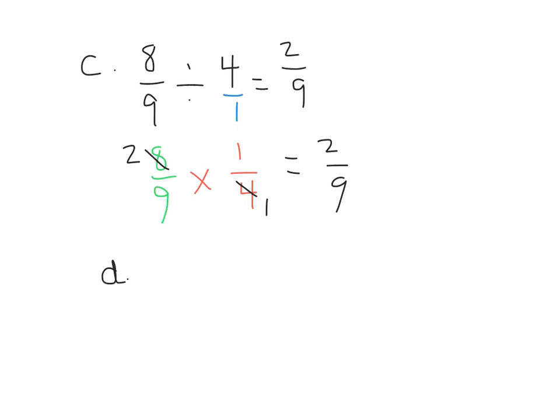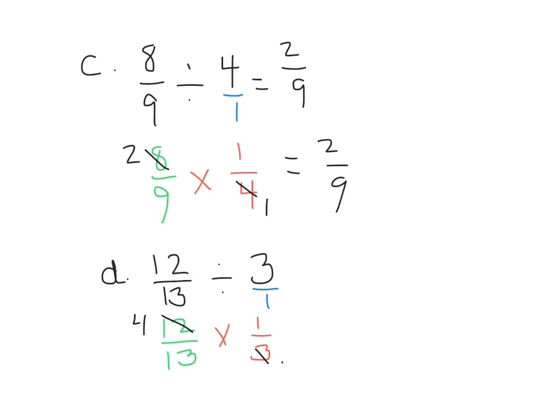12/13 divided by 3. First thing I want to do is put 3 over 1. Then I do my copy, change, change. Hopefully these are getting easier and faster for you. You can reduce before you multiply. And we end up with 4/13. I'm going to write that in my original problem. All right, I think I said we were going to do 6, but since my screen is done, I'm going to end here with 5.